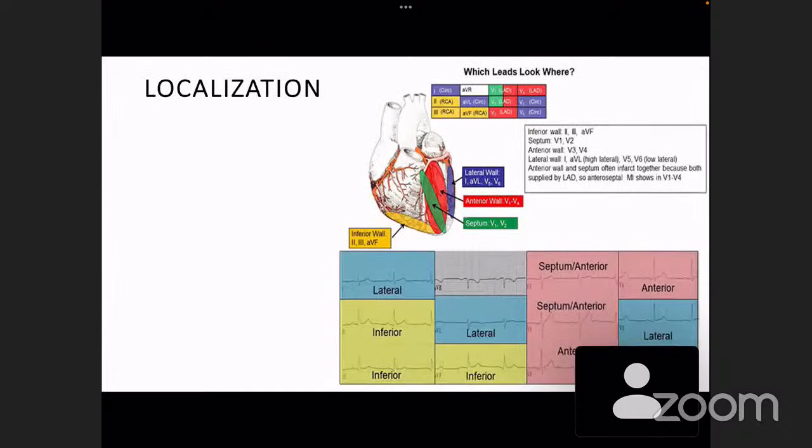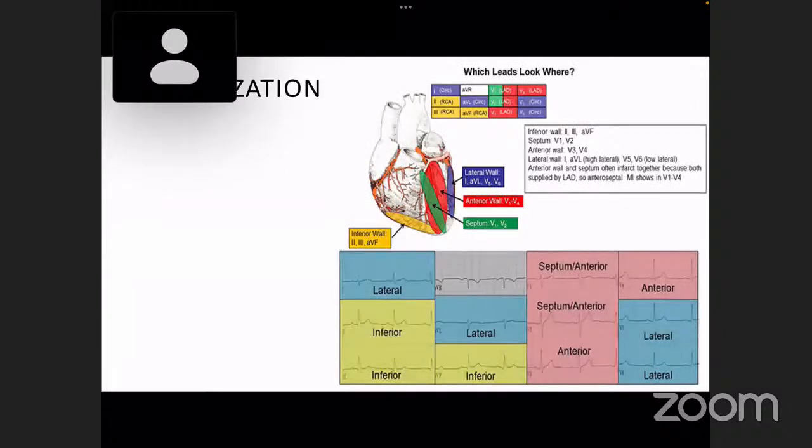Localization for the area of infarct. Here is a picture that can help. V1, V2 are usually anteroseptal, and the anterior will continue in V3 and V4. V5 and V6 are the low lateral, and lead 1 and aVL are the high lateral. For the inferior, lead 2, lead 3, and aVF.